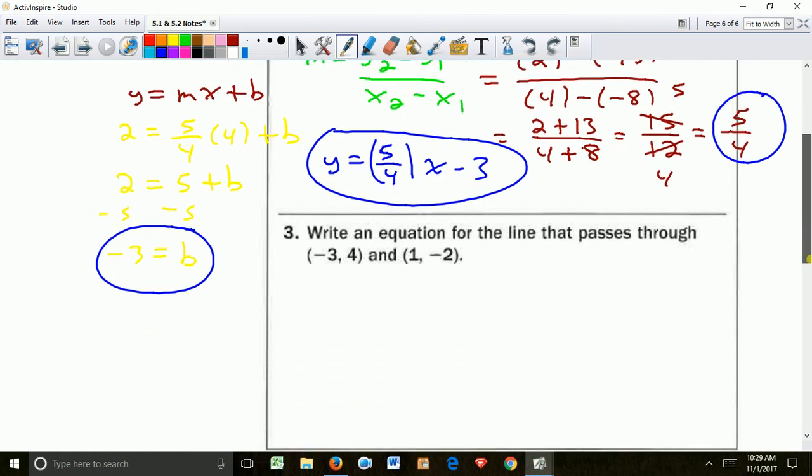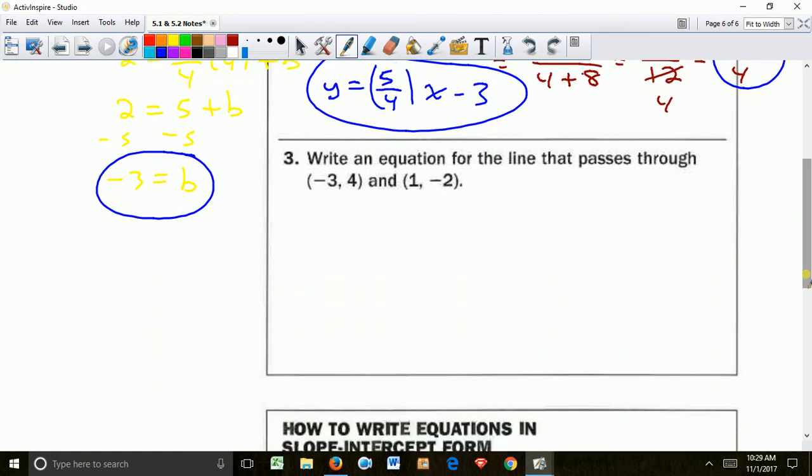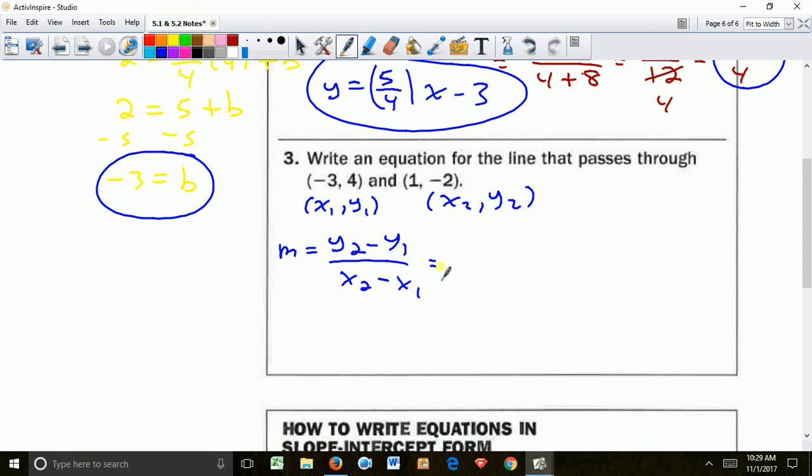Moving on to the last one. Here you got write an equation for the line that passes through -3, 4, and 1, -2. Again, you got to use the slope formula, so let's make this x1, this one y1, and this one x2, and this one y2. Plugging these into the slope formula, m is equal to y2 minus y1 divided by x2 minus x1. So y2 is -2 minus y1, which is 4, and that's divided by x2, which is 1, minus x1, which is -3.